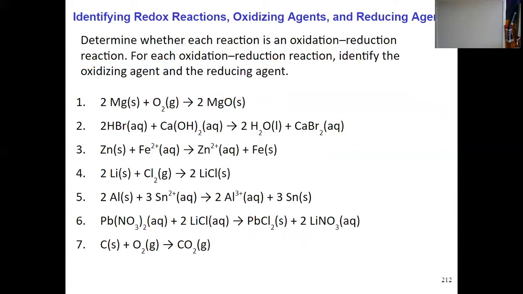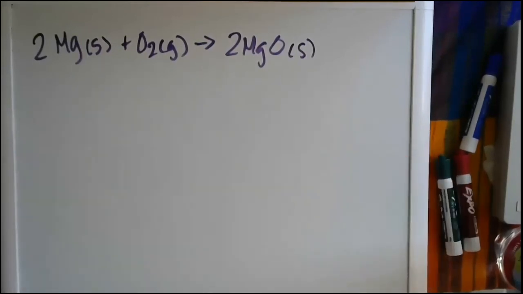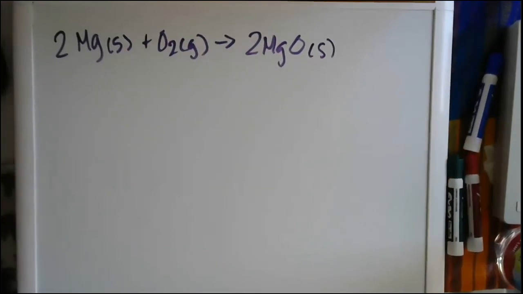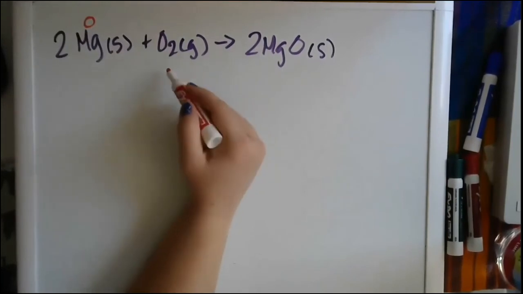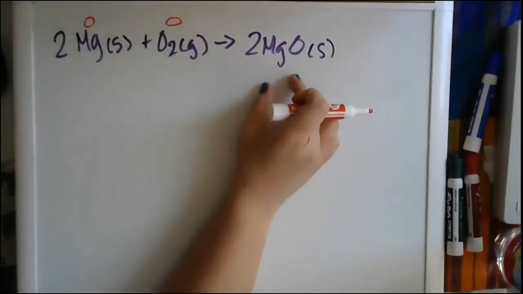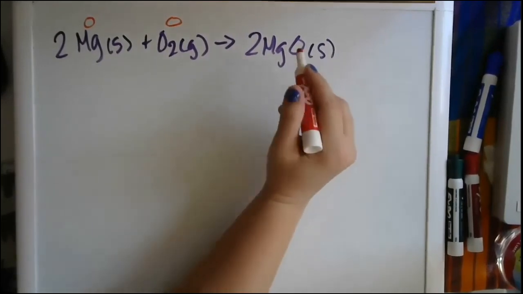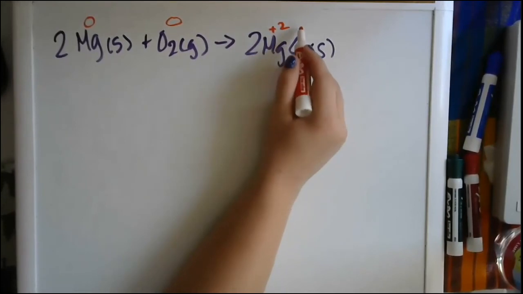Okay, so we'll start with the first one on the whiteboard. I'm going to start by labeling the oxidation state of everything that's here. My magnesium is in its elemental form, so it has an oxidation state of 0. My oxygen here is in its elemental form, so it has an oxidation state of 0. In this compound here, MgO solid, my magnesium will have an oxidation state of +2. My oxygen will have an oxidation state of -2.